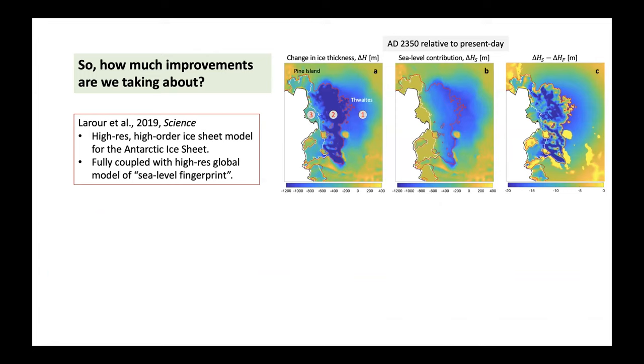And what you see here is the change in ice thickness between year 2350 and present day, towards Thwaites glacier, Pine Island Glacier, you can see. And this is the new field that we propose here, which, if you do a spatial integration of this field, should give you the correct amount of sea level contribution from this ice sheet.